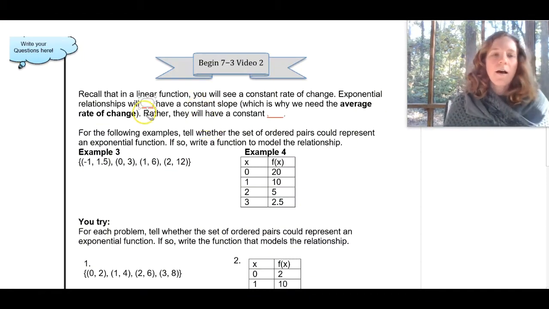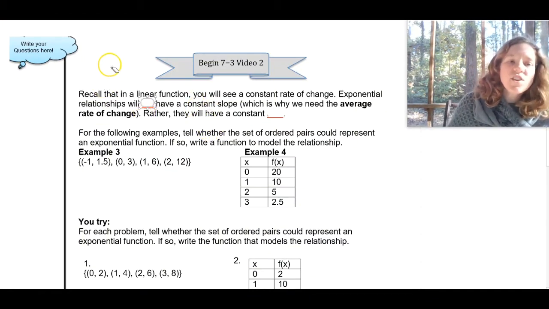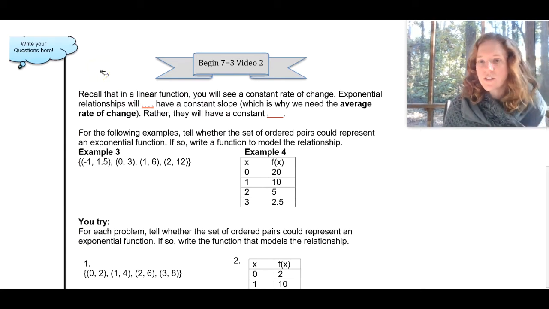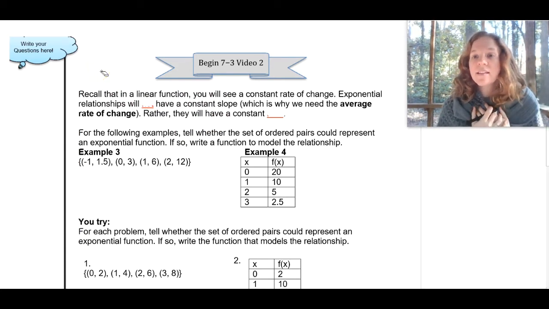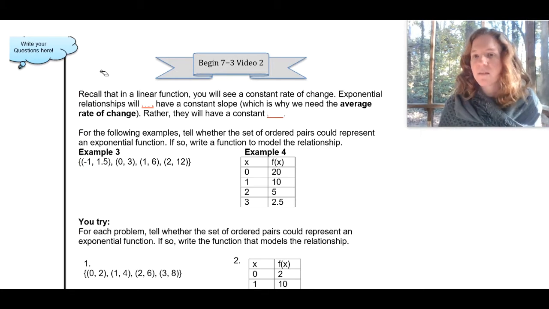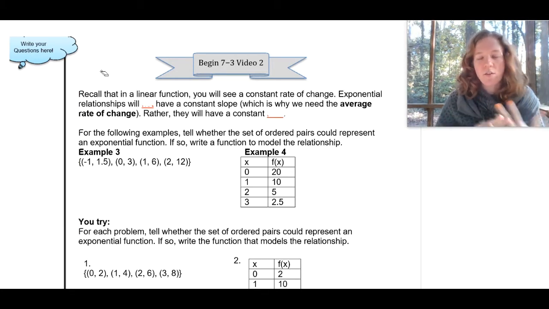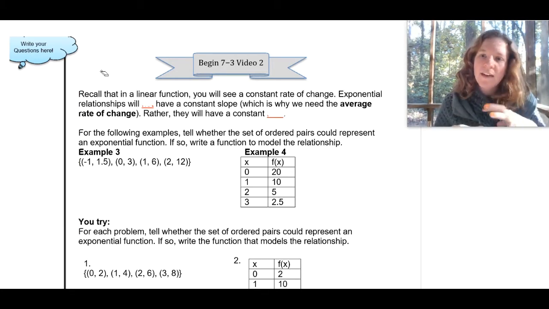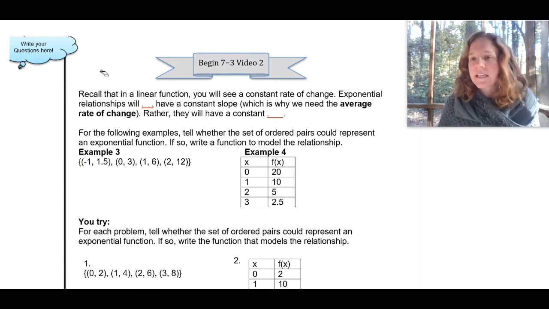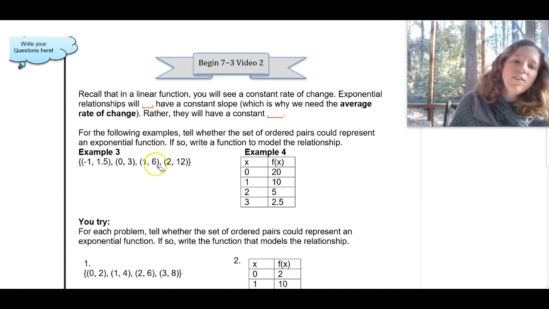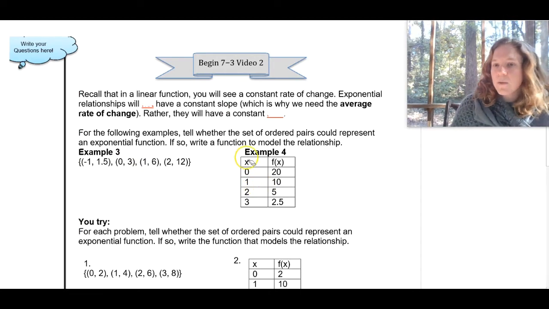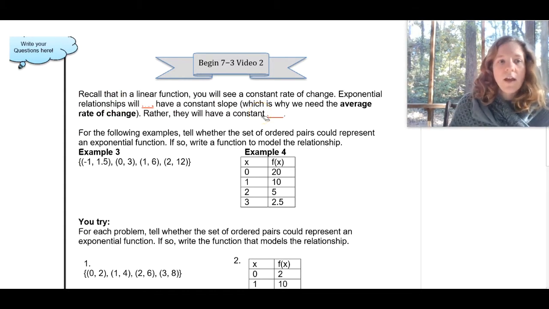video too. This is one situation where the easier situation, at least to me, is the word problems kind of write themselves. You can find that start value, you can find that growth factor, and to me, it's an easy equation to write. When you're given ordered pairs or tables, sometimes it's a little bit more difficult. So let's go through. Recall that linear functions, you'll see a constant rate of change.